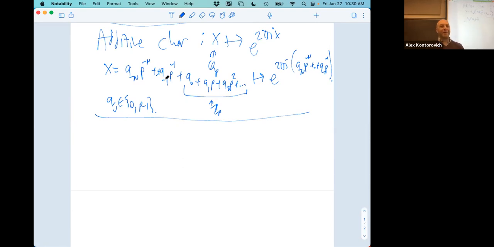So it adds a power of p somewhere else. Okay, so I really do want these to be in 0 to p minus 1. Okay, and then did we define, how far did we get? Did we define a Fourier transform?